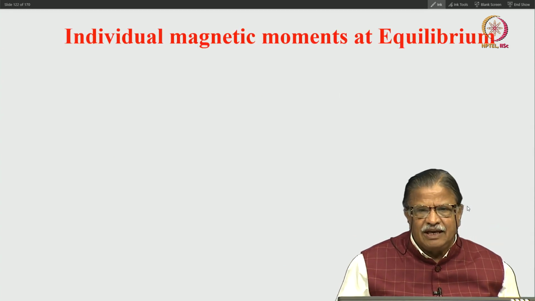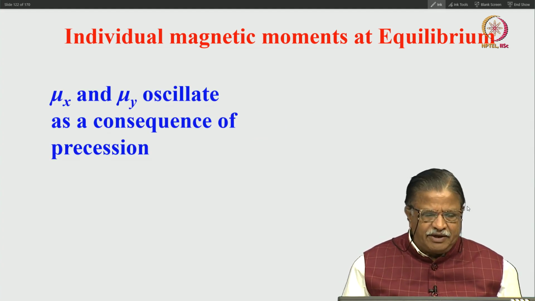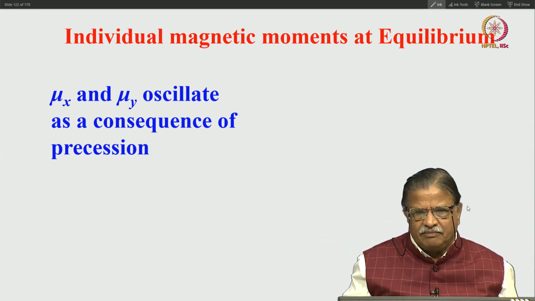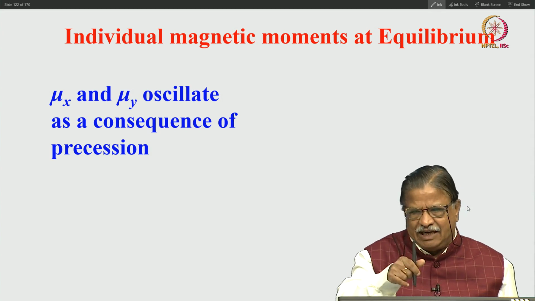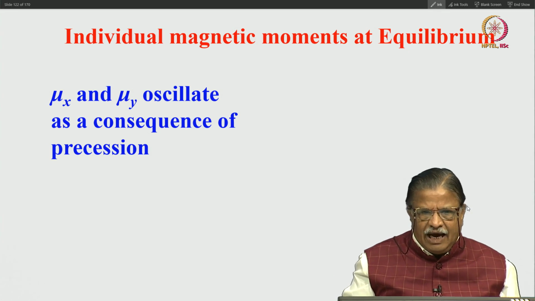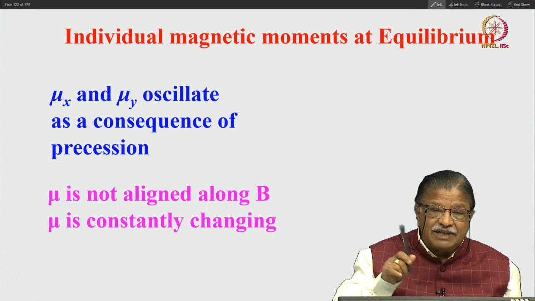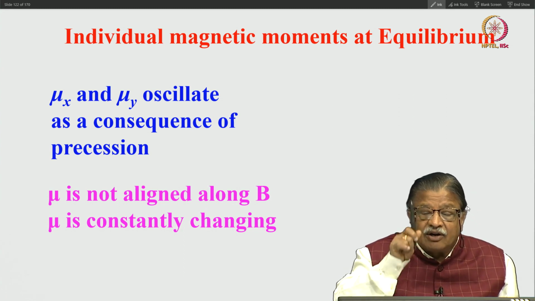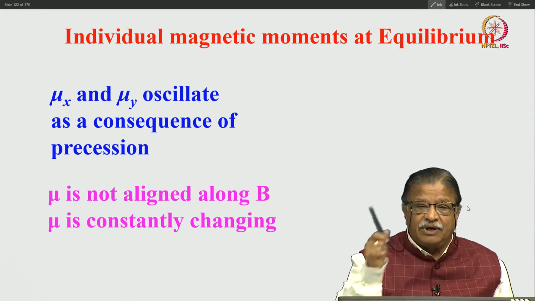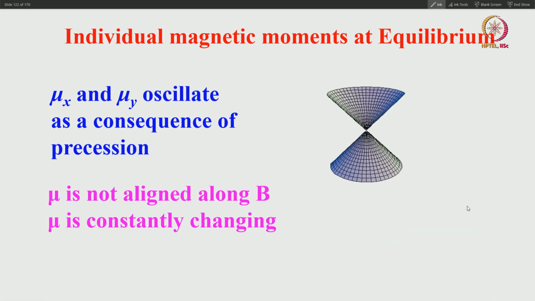First we look at the individual nuclear magnetic moments. The nuclear magnetic moments, which I called mu, keep oscillating at equilibrium. They are not in a steady state. As I said, the nuclear spin starts precessing in the magnetic field, and the oscillation that is going on is called precession. As a consequence, individual magnetic moments are not aligned in the direction of the magnetic field. They are constantly changing their position. They keep on precessing like this. This is what we observed.